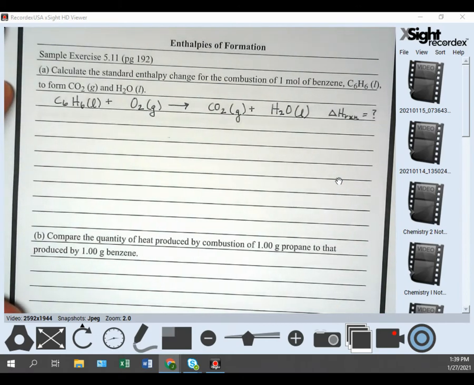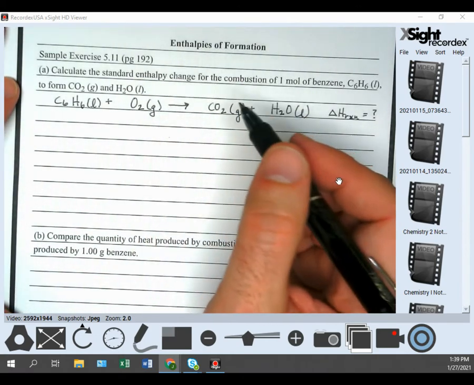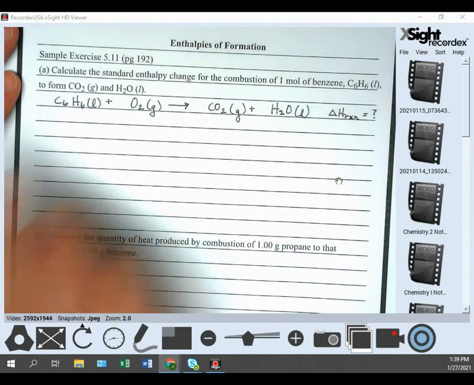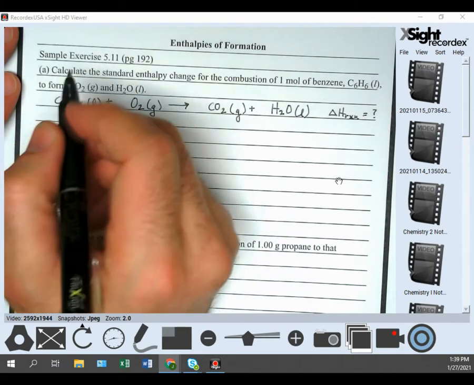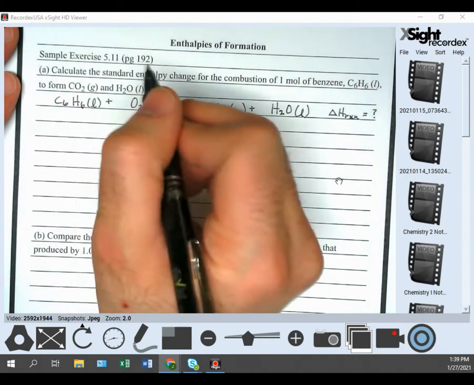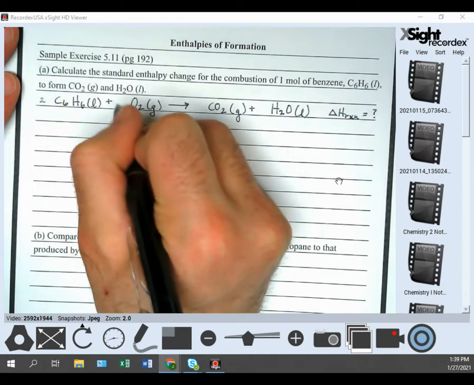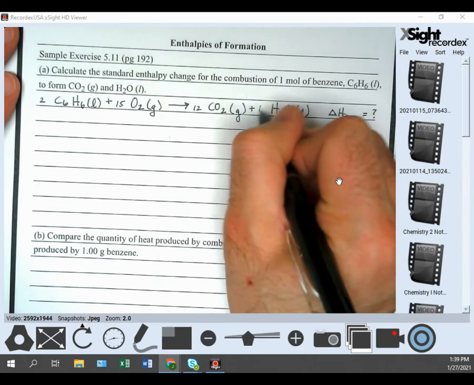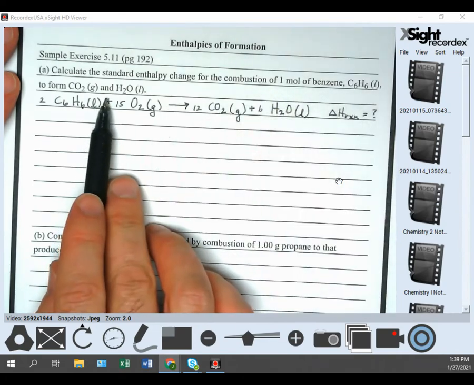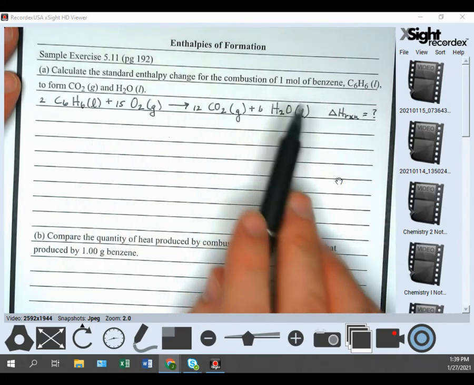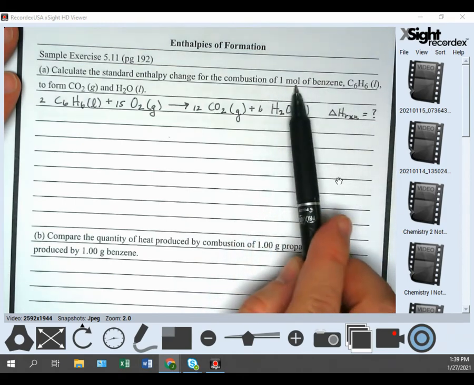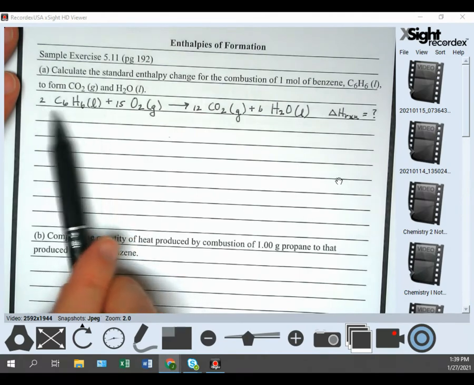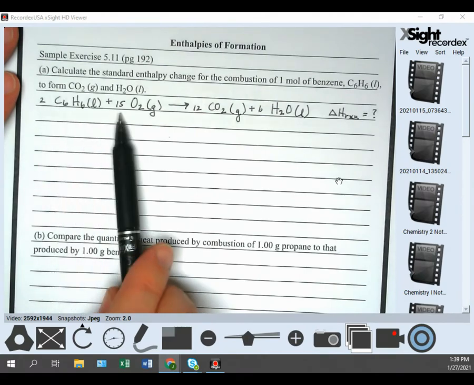Okay, balancing. The balancing would be, don't write this in, I'm going to show you first. It would be 2, 15, 12, and 6. Okay, but what are we trying to find it for? 1 mole of benzene, right? In front of this, we've got 2 moles of benzene. We need this at a 1. So we're going to go through and divide everything by 2.